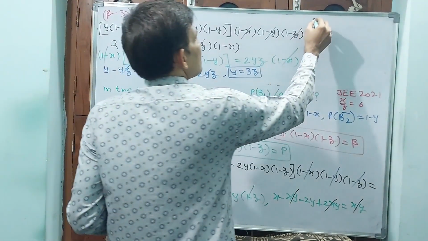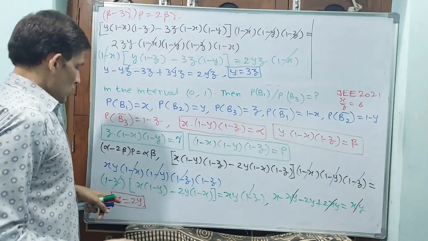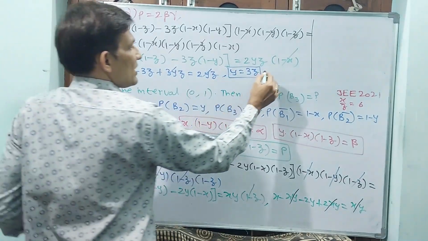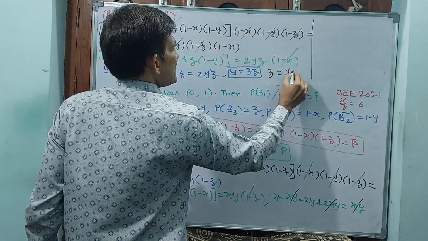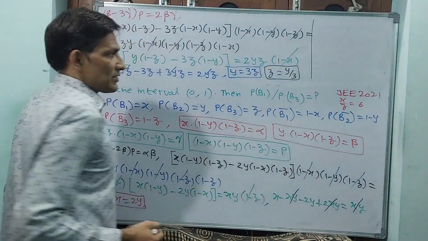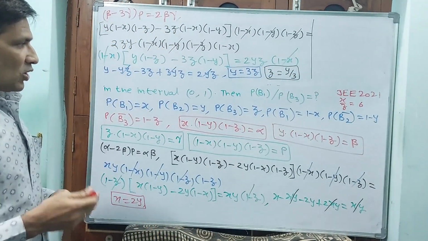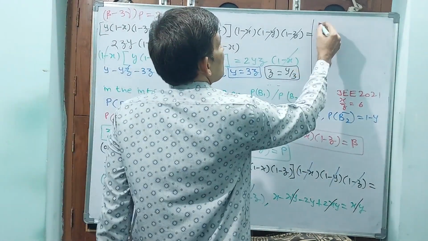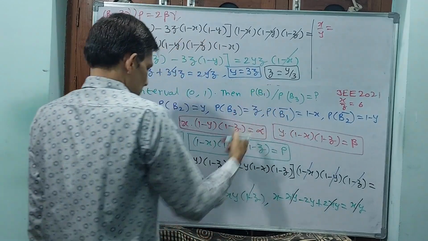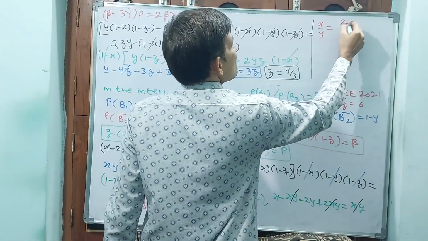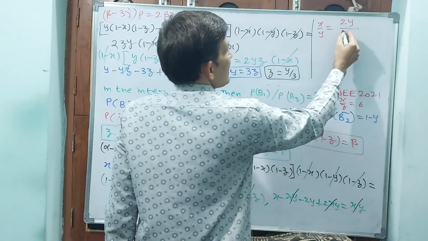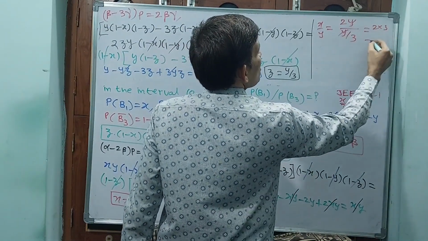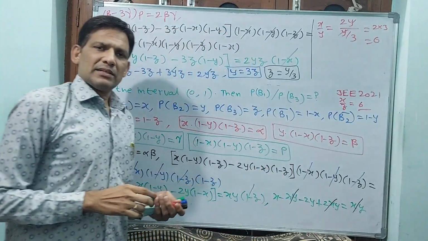See, I am drawing the answer here. Probability of B1 is x, probability of B3 is z. That means z is equal to y by 3. Now probability of B1 by probability of B3 means x by z. x by z should come 6. x by z is equal to x value 2y, z value y by 3. If we cancel y, automatically this 3 goes to the numerator. 2 into 3 will be 6. 6 will be your answer. Now let us go for the next question.